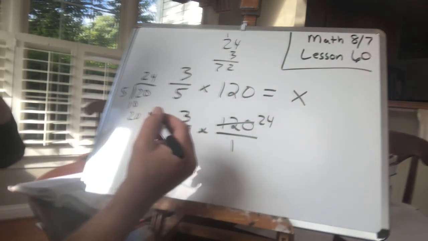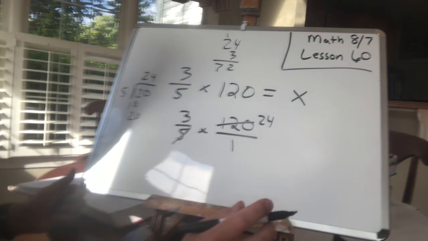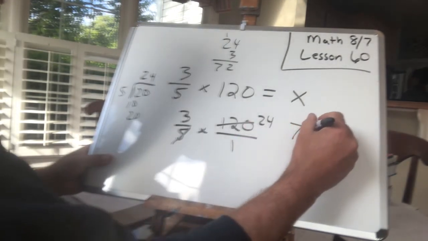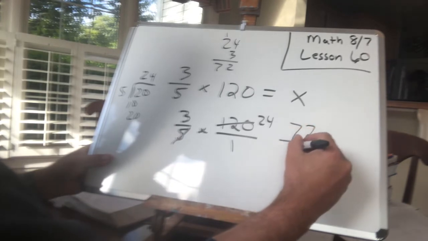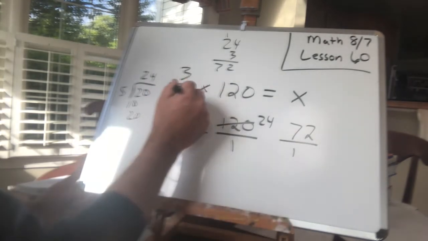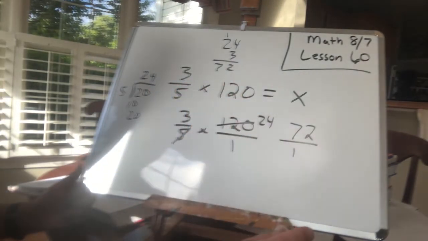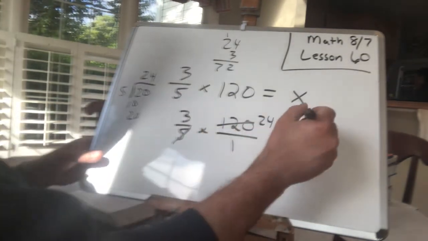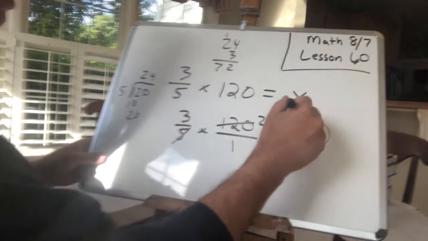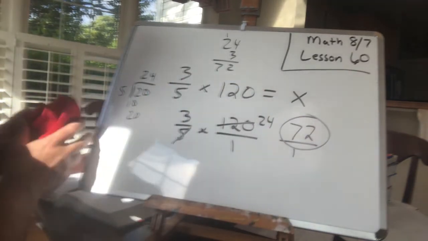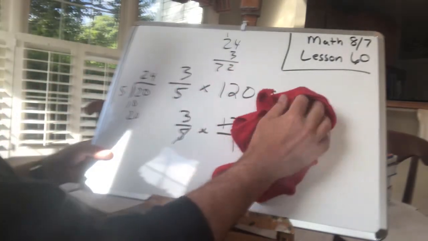72, okay? So this is going to equal 72 over 1. 3/5 times 120 equals 72. My answer is going to equal 72, okay? That is example 2 that they give us in the book, all right?